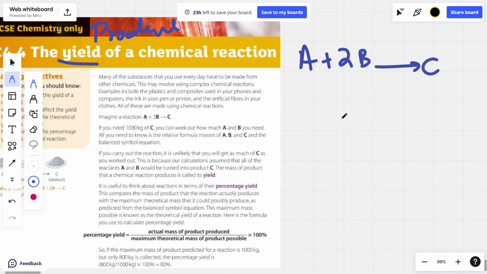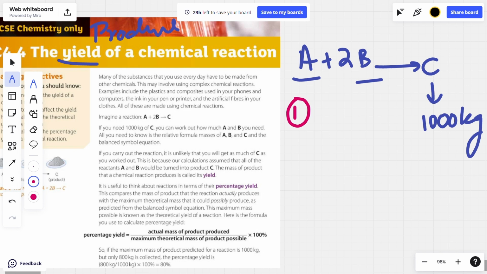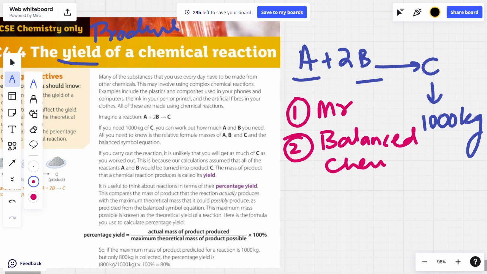So for example, if you need 1000 kg of product, the question arises: how much reactant is needed in order to produce 1000 kg of the product? For this calculation, we must know two things. What are the two things? First, the formula masses of the reactants and the products. Secondly, the balanced chemical equation. If we know these two things, we can easily calculate the mass of the product.